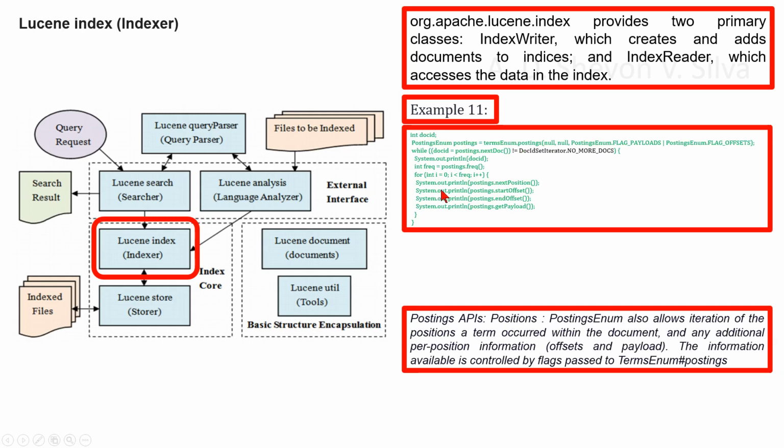Positions. PostingsEnum also allows iteration of the positions a term occurred within a document, or any additional per-position information, offset and payload. The information available is controlled by flags passed to TermsEnum.postings.